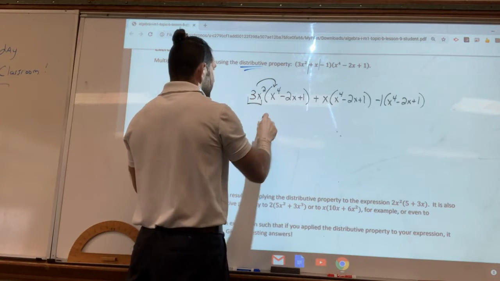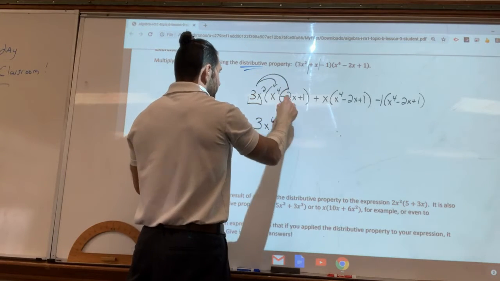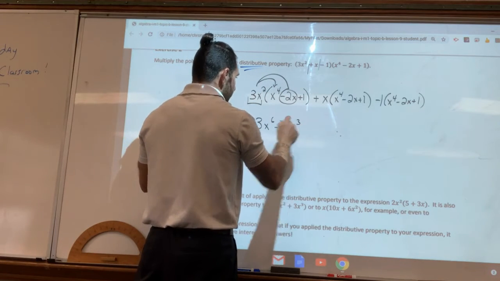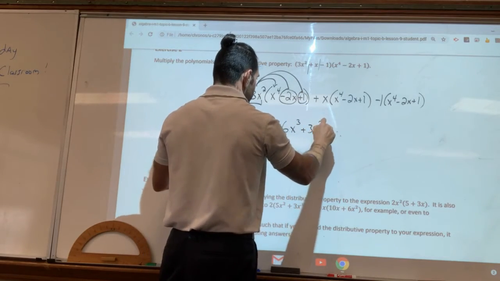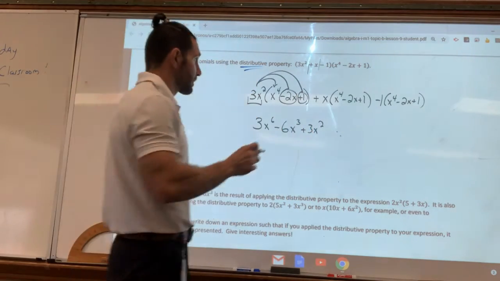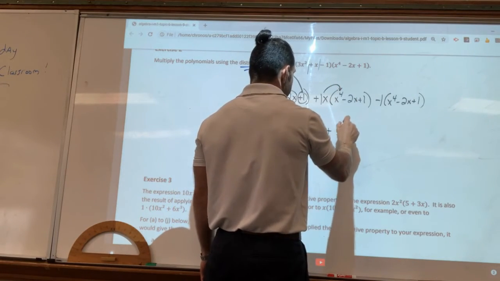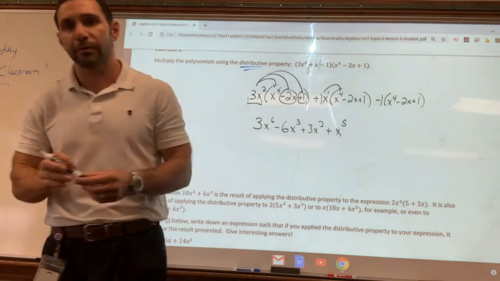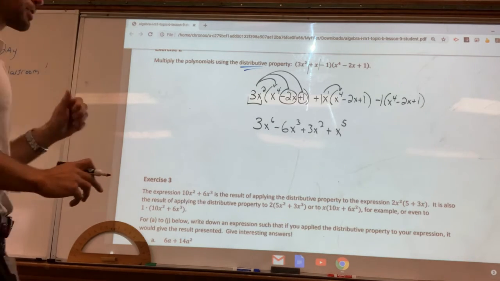3x squared times x to the fourth is 3x to the sixth. Like bases, add the exponents. 3 times -2 is -6. X squared and x to the third. Positive 3x squared. I've only done the first one. Plus, this is 1, x to the fifth. Why x to the fifth? Because every exponent, or every number, variable, whatever, has an exponent of 1 if it's not shown. Again, hopefully you watch those pre-algebra videos.